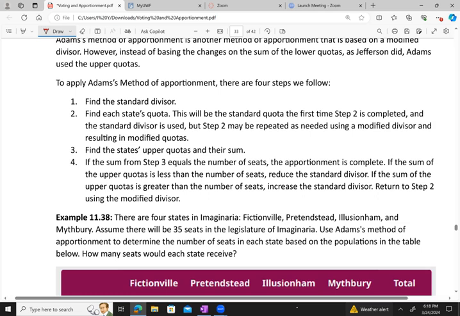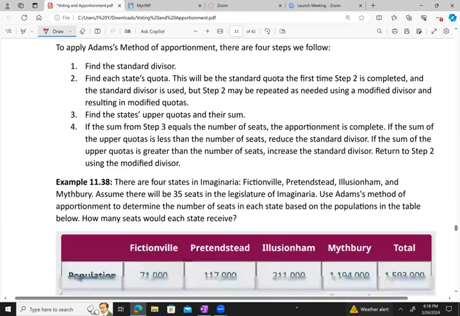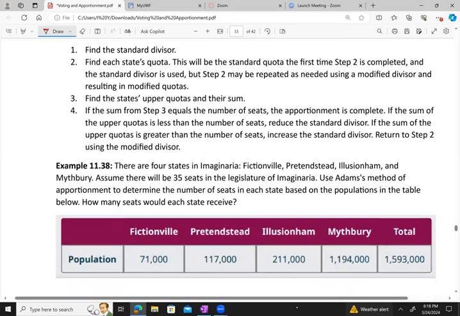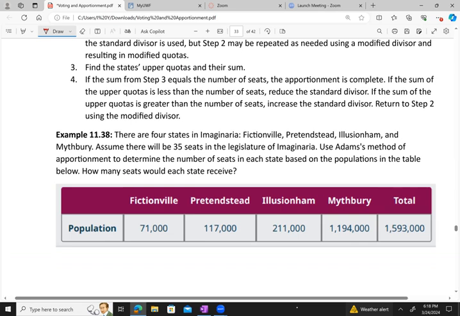Find the standard divisor, find each state's quota. This will be the standard quota the first time step 2 is completed and the standard divisor is used. Step 2 may be repeated as needed using modified divisors, resulting in modified quotas. Find the state's upper quotas and their sum. If the sum from step 3 equals the number of seats, the apportionment is complete. If the sum of the upper quotas is less than the number of seats, reduce the standard divisor. If the sum of the upper quotas is greater than the number of seats, increase the standard divisor.